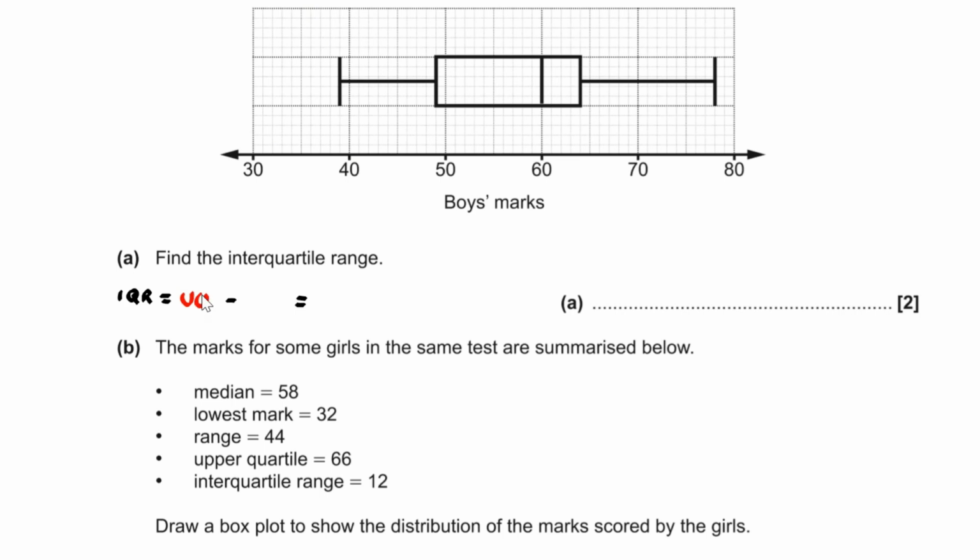the upper quartile, which you can see here is 64. So here is the upper quartile, it's 64. Take away the lower quartile, which you can see here is 49. So we have here 64, take away the 49, which you will find to be 15. So the interquartile range is 15.